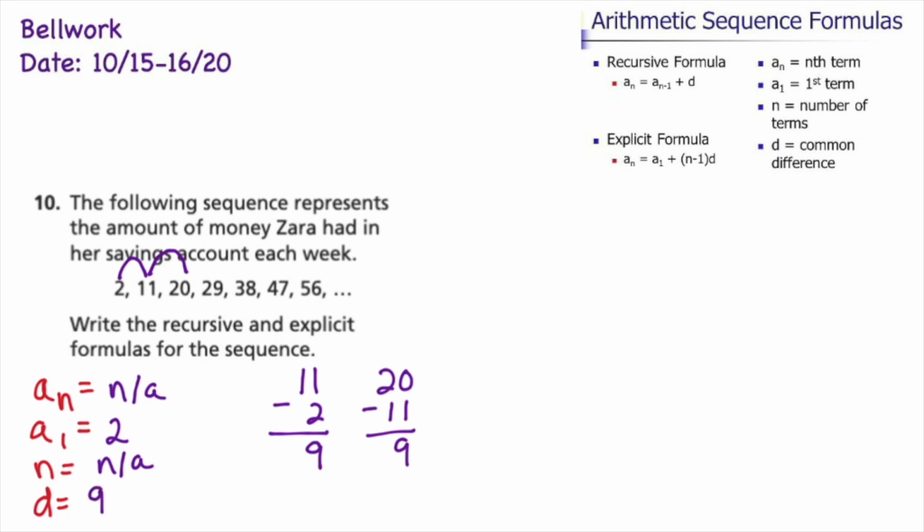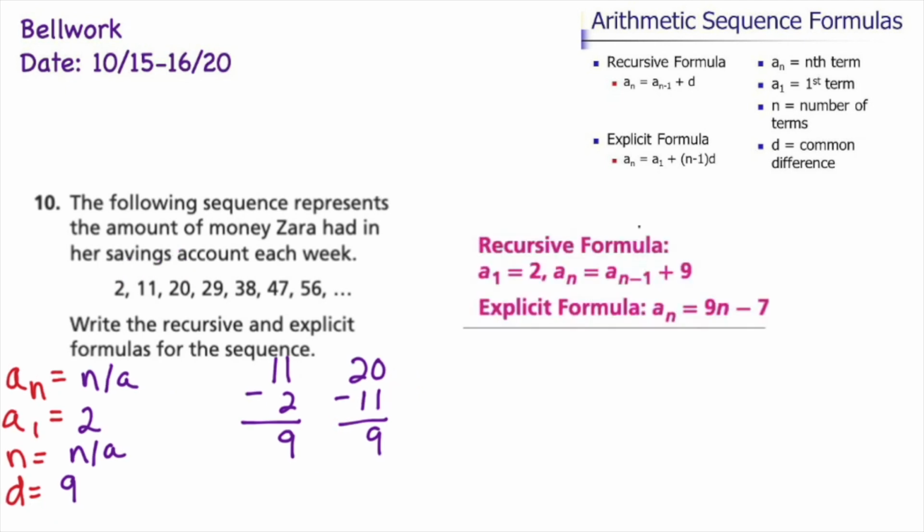So now we're going to write a recursive formula and an explicit formula with those numbers. So our recursive formula is A sub 1 equals 2, and how you find the first number in the sequence, you just look in the sequence, that first number is 2. And then for the formula, you're going to do A sub n equals A sub n minus 1 plus 9. So if you look up here in the formula, d is what you're plugging in. Everything else is going to stay exactly the same. So that is the recursive formula.